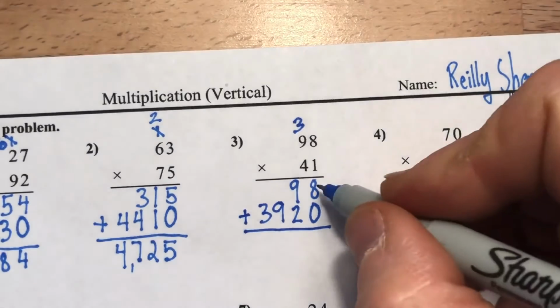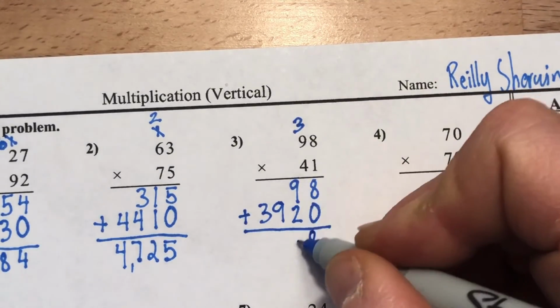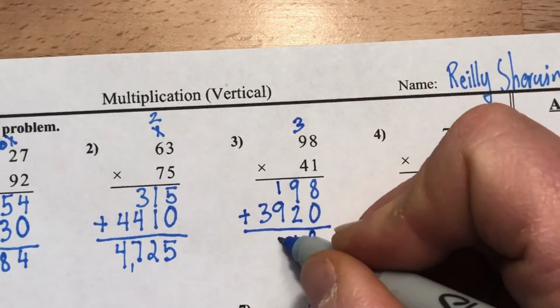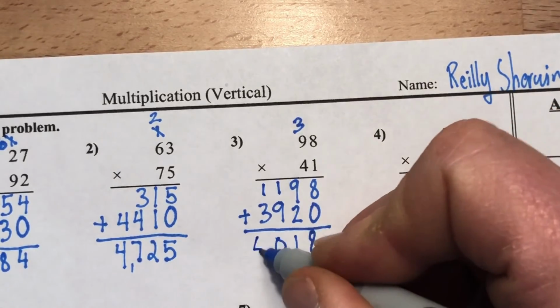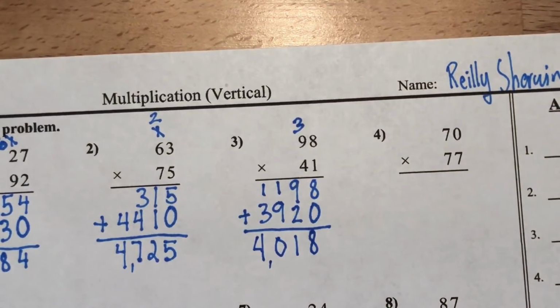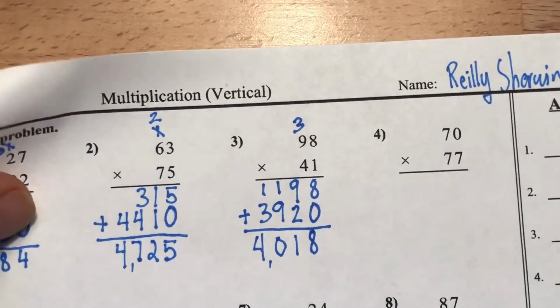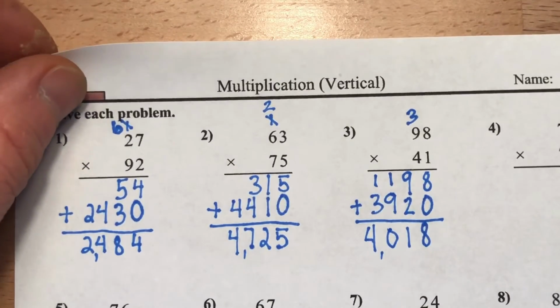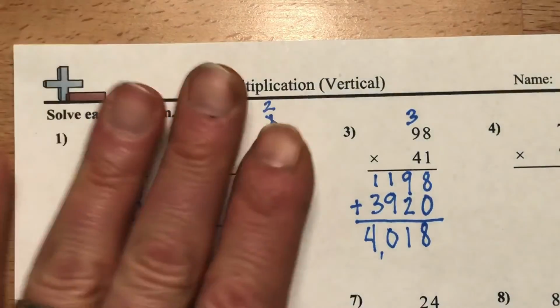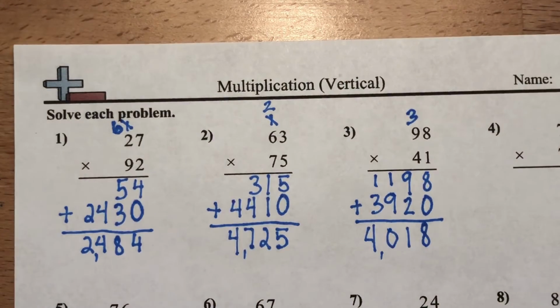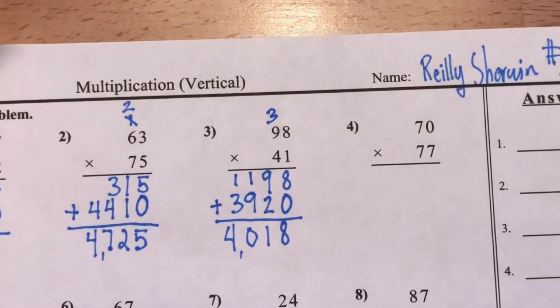Add them up. 8, 11, 10, 4. 4,018. All right. So that's that. We've got these first 3 done. I've done them as neatly as possible. I'm happy with my work. I'm going to leave it up to you and your teachers to figure out how many more you want to do and how you're going to work on them, okay?